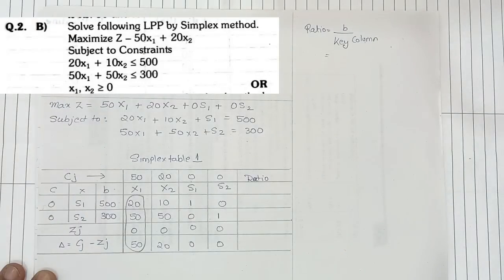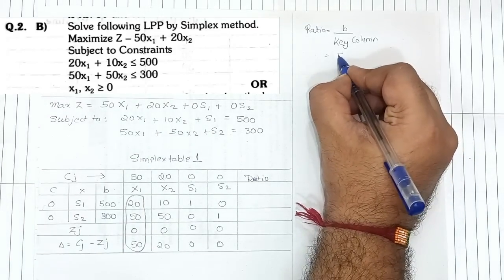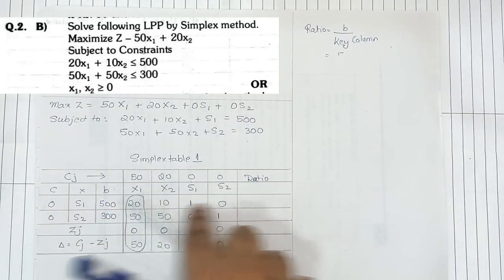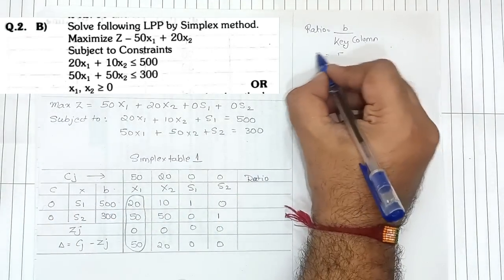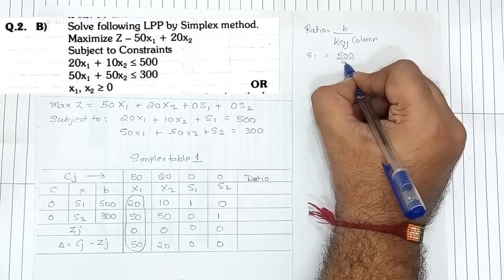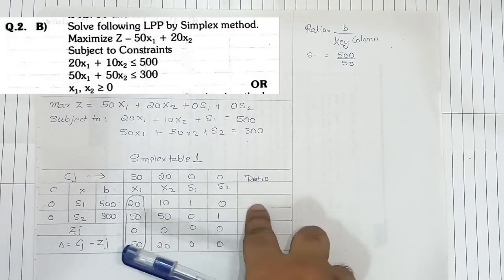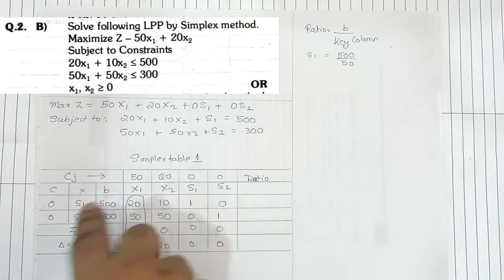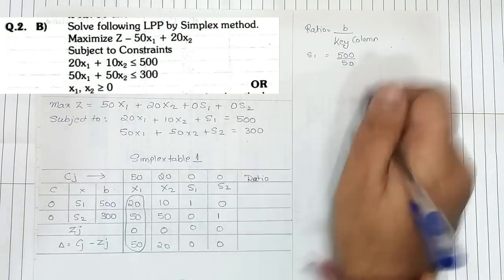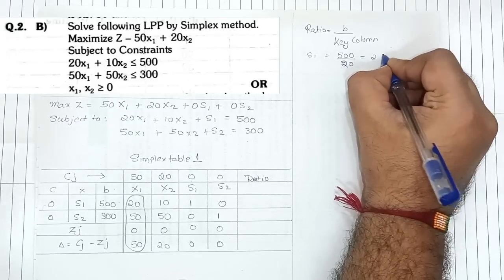Okay. So now our key column was x1. The key column value came out to be 50 because this is the key. So b value divided by the key column. For S1 ratio, the value of b was 500 divided by the key column. So this is the key column, and the key column value is 20. So it will be 500 divided by 20, which comes to 25.